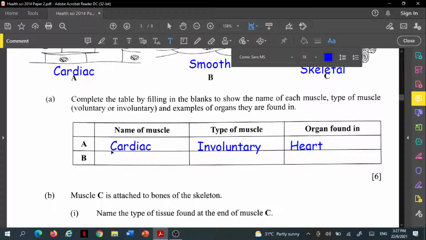All right, great. Now for B, the name of the muscle in B is smooth, that we already established. And then the type of muscle here, again, you do not control smooth muscle, so it is involuntary muscle. And where do you find smooth muscle? You may find them in the stomach, you may find them in the small intestine, and so on. So stomach, for example. You may also find it in the intestine. I said that just to name a few places, but they can be found in many places all over the body, especially those places that you do not control. All right, so good.